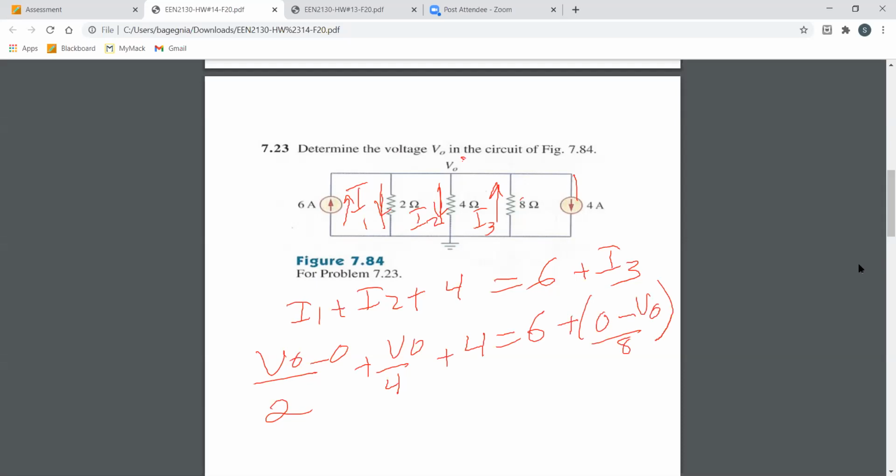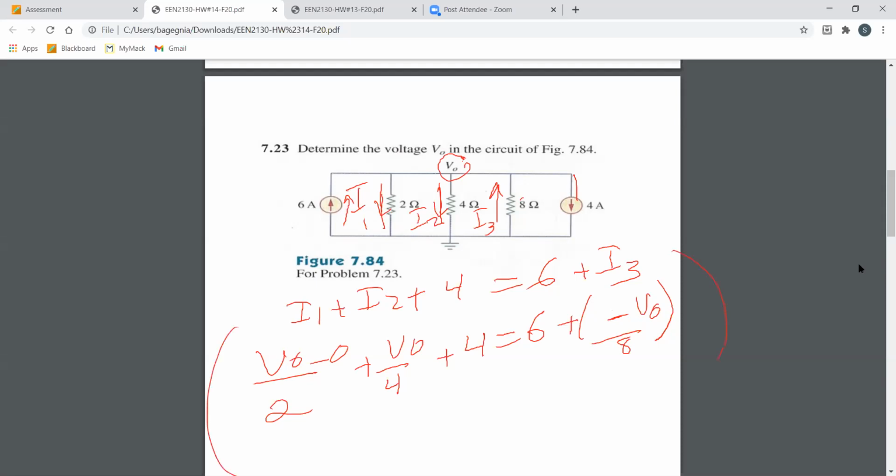But again, if you don't pay attention to the 0, then you're going to forget about the 0, and then you're going to forget about the minus. So then you think that I3 will be V0 over 8. That's why I prefer to assume current goes from the non-reference node to the reference node, or to the 0 volt. Okay, so we'll keep this one. So 0 minus V0 is minus. Okay, so both are giving the same.